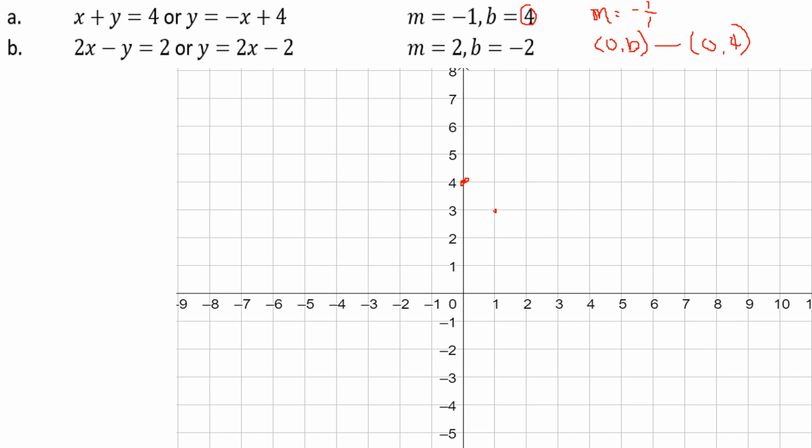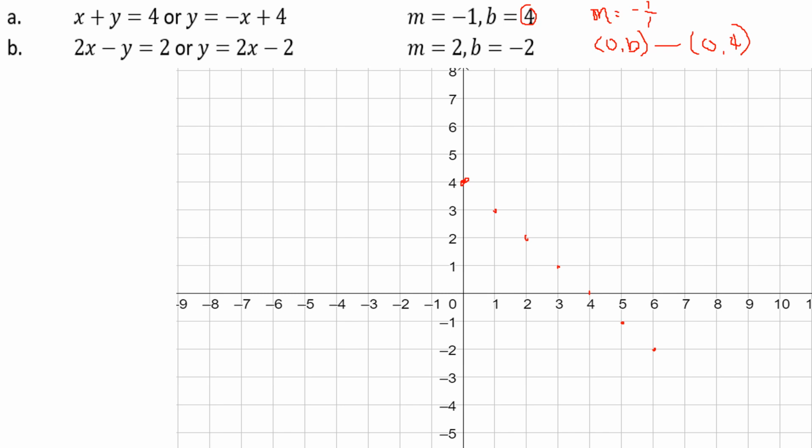Okay, so 1, then 1. So then you connect these points in order to create a line. Next, let's graph y equals 2x minus 2.